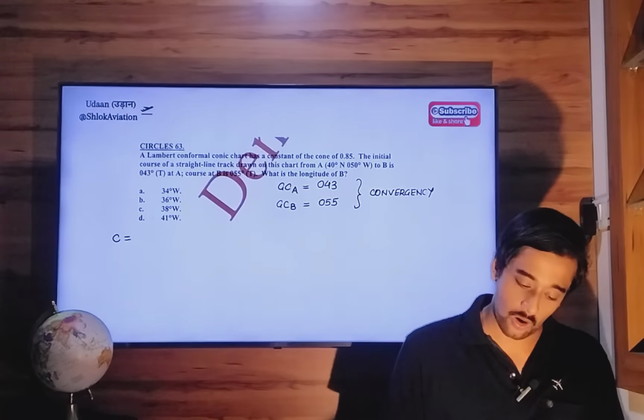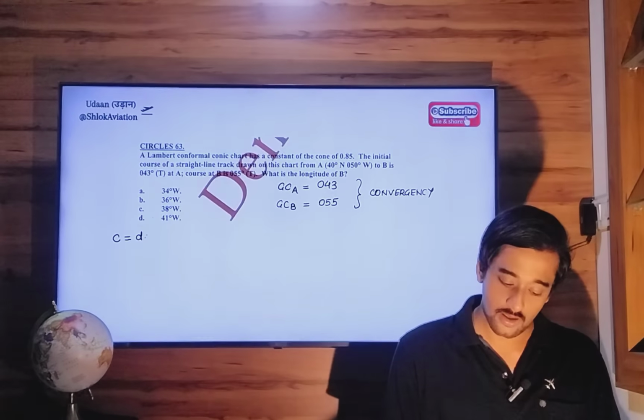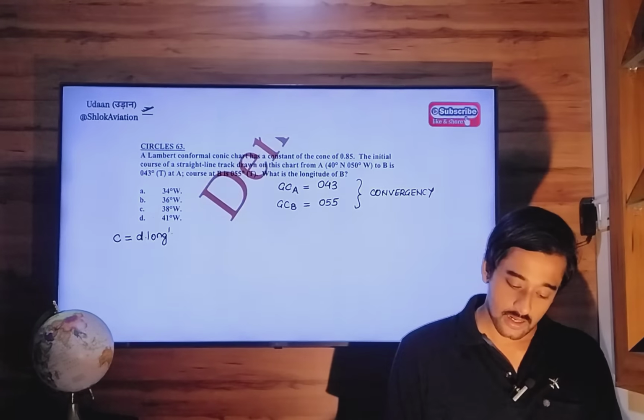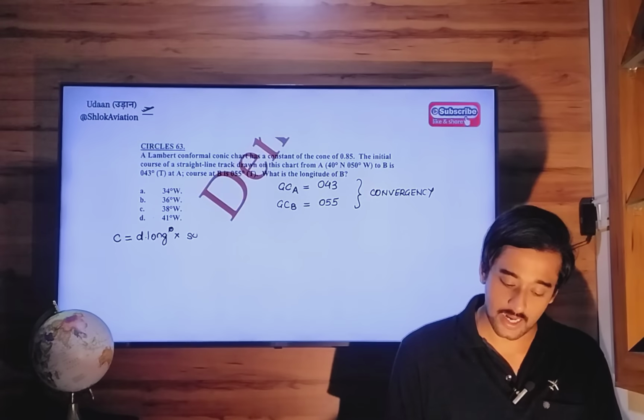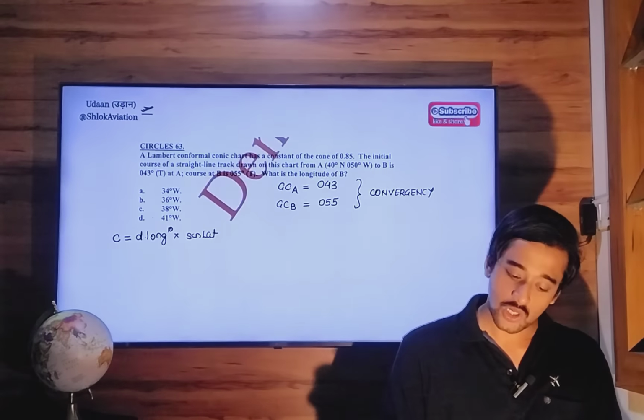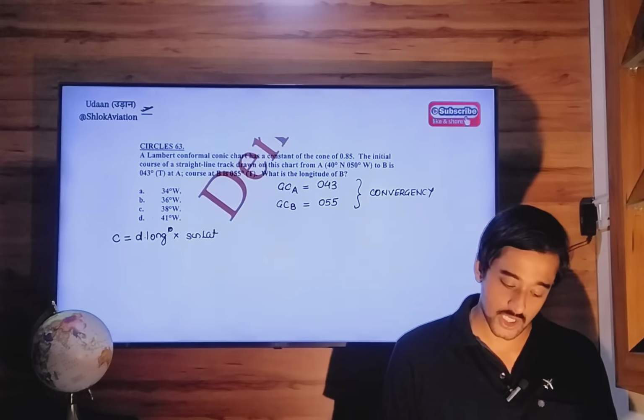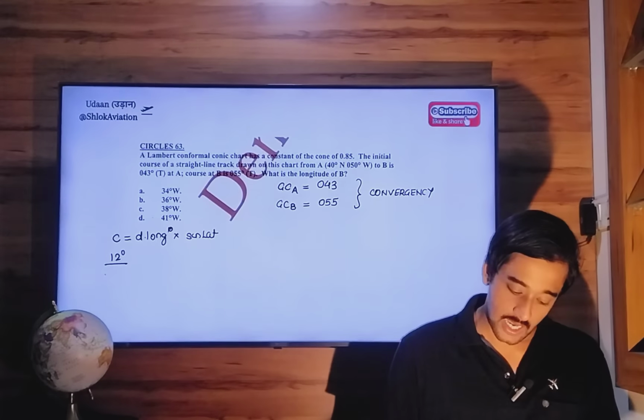Convergency equals D long. What is the difference between them? We do not know yet. D long in degrees into sine of latitude. So convergency, 43 and 55, is 12 degrees. Sine latitude.